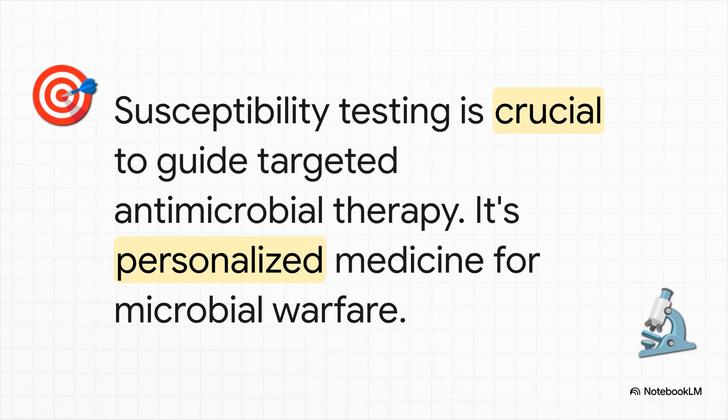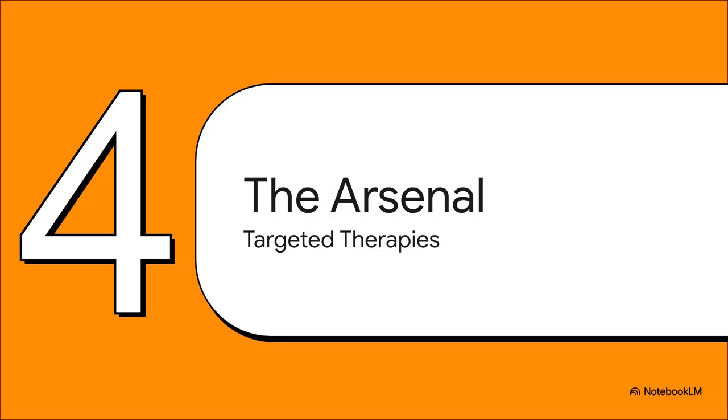So here's the crucial point. Identifying the bacterium is only step one. Step two, which is every bit as vital, is susceptibility testing. We have to figure out which specific antibiotics will actually work against that particular strain. It's essentially personalized medicine for microbial warfare. And that brings us right to our arsenal. Armed with a precise diagnosis and all that susceptibility data, we can finally pick the right weapon for the job.